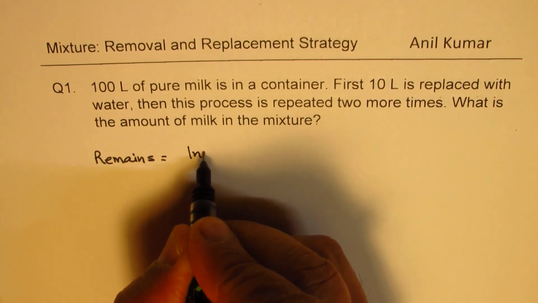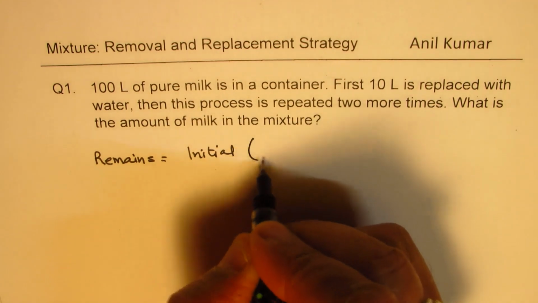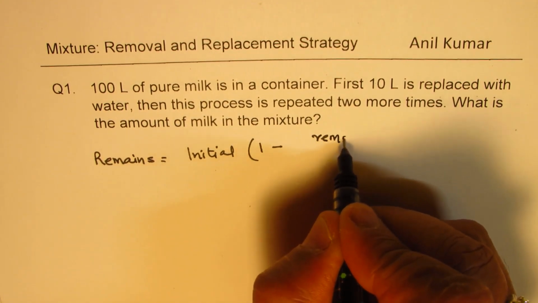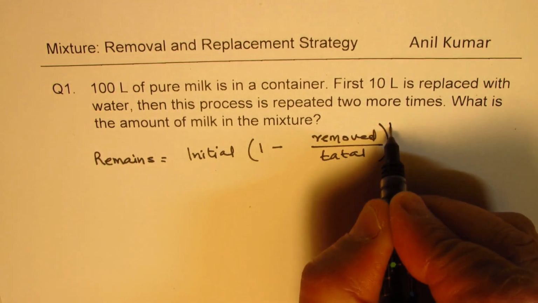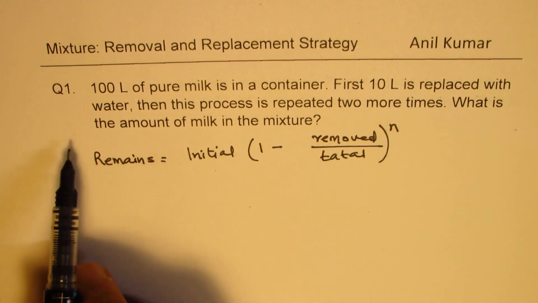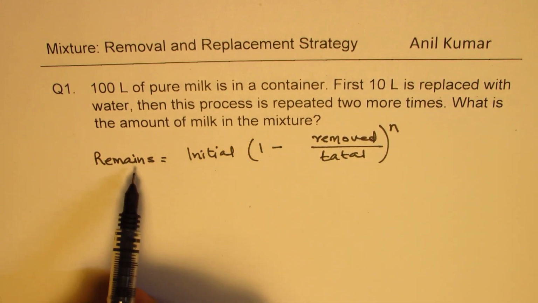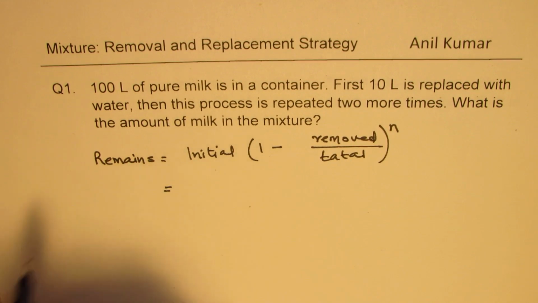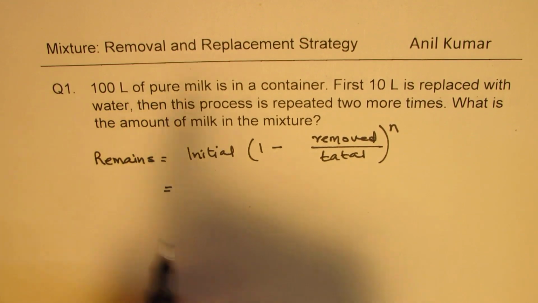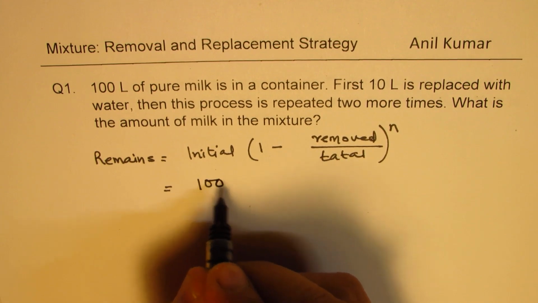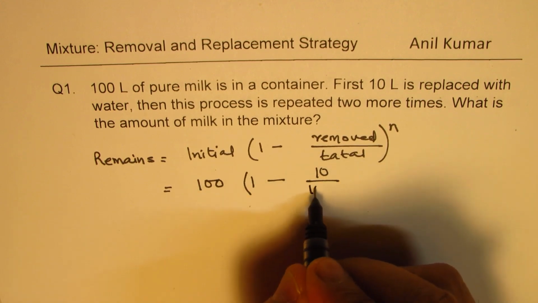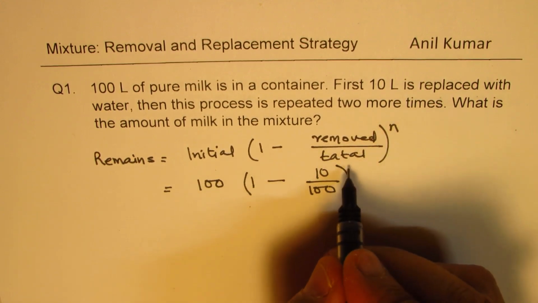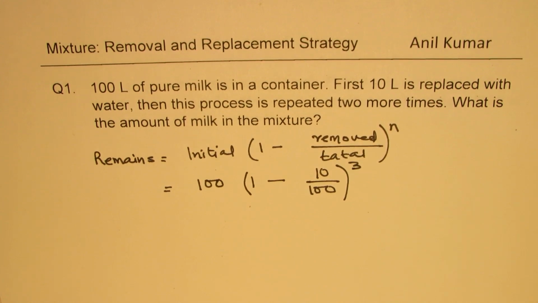is equal to initial amount times 1 minus what is removed over total, to the power of n, right? So we want the amount of milk in the mixture, which remains. We started with 100 liters of pure milk, so the initial amount was all milk. So 100 times 1 minus 10 removed from a total of 100, and this has been done 3 times, so the power is 3. You get the idea, right? So using this, you can find your answer.